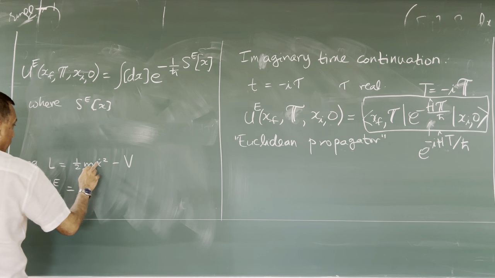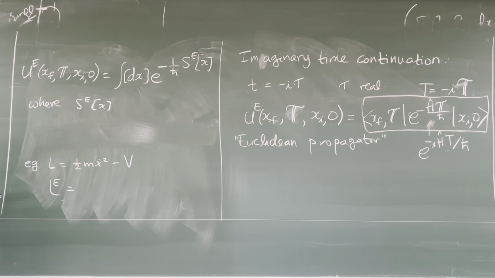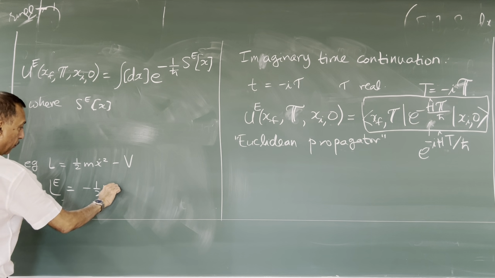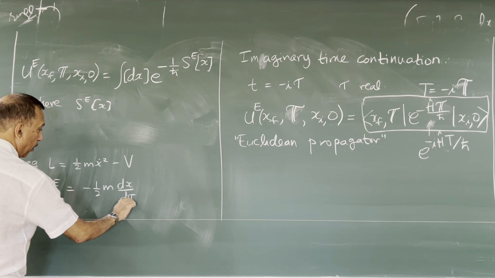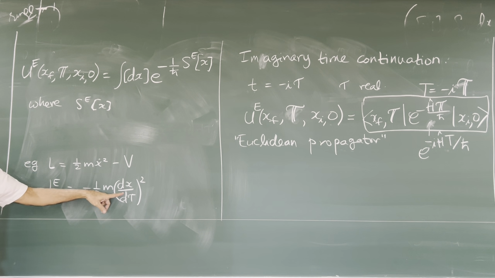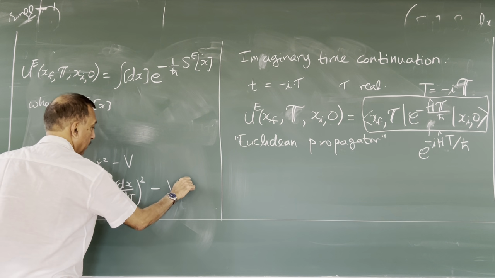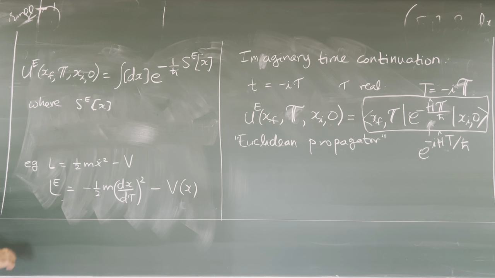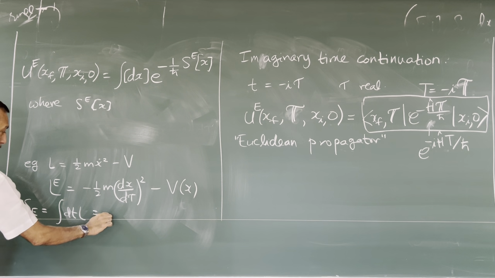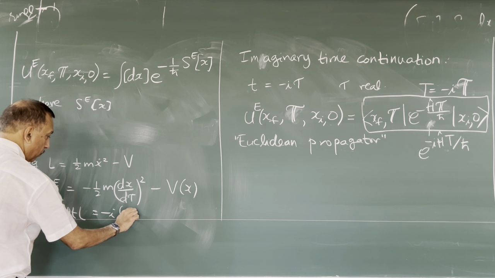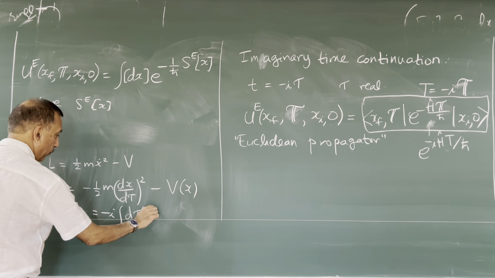So L Euclidean is the same thing, but dot is now the derivative in t, but after taking the derivative, we replace t with minus i tau. Okay, so it's the same Lagrangian, but evaluated on imaginary time. And now we get minus half m (dx by d tau) squared, because x dot is related to dx by d tau by an i factor, and after the square there's a minus. And there's also a minus V, and nothing happened to it. Okay, and S was the integral dt of L. So this is minus i integral d tau of L_E.